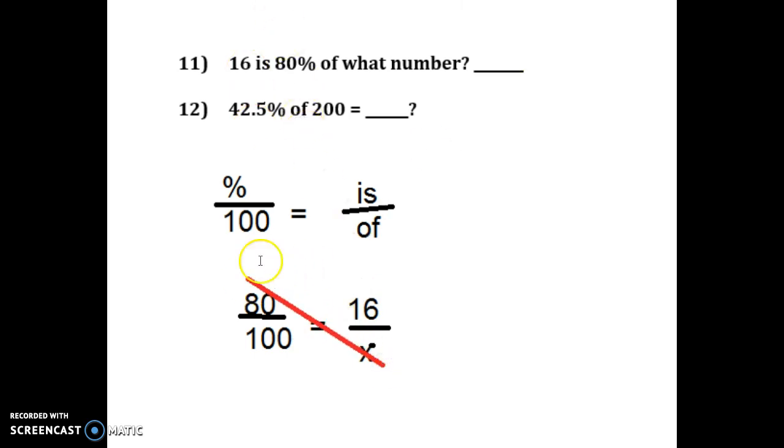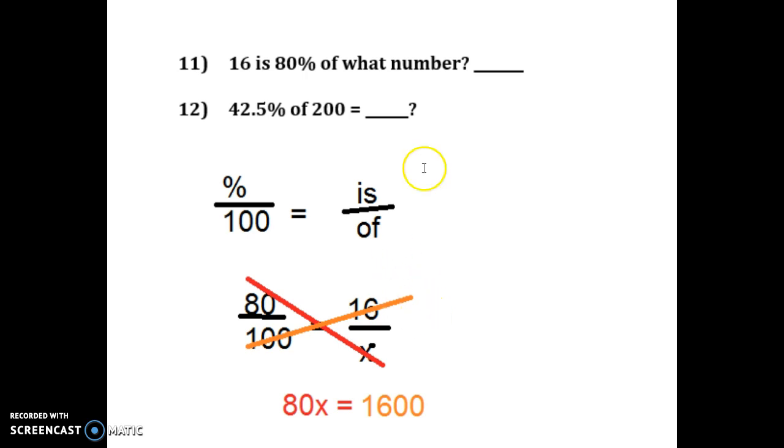So what is 80 times x? That's just 80x, right? That's going to equal whatever 100 times 16 is. And that is 1600, right? Just 16, and you add your 2 zeros because you're multiplying by 100.